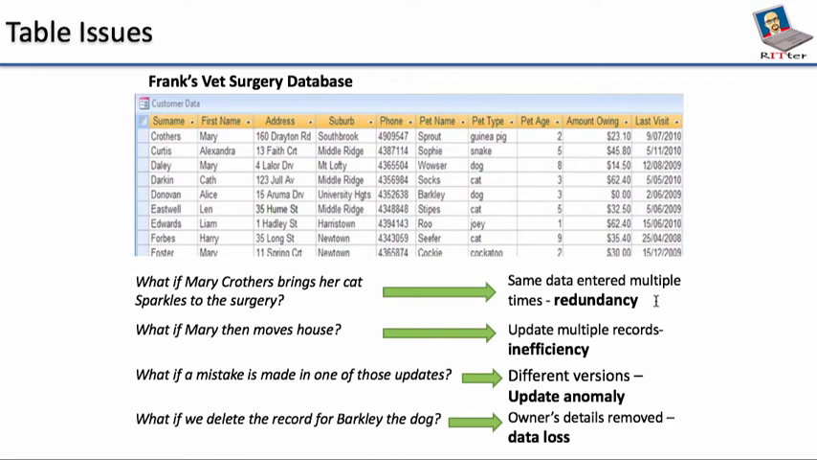And speaking of efficiency, that's sort of the next problem. If Mary's second pet was added and we've got her data recorded twice, what if she moves house? You know, that happens all the time. In order to update that, we would have to go and update both of her records, which is inefficient. That takes time that we don't necessarily need to spend, which means it can also lead to the third problem, which is the update anomaly.